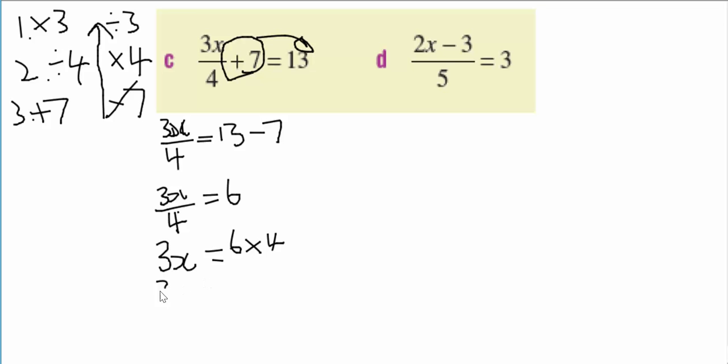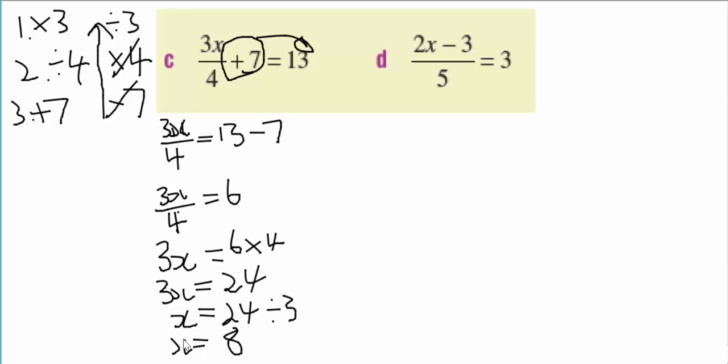I'm going to run out of room here. 3x equals 6 times 4 is 24. Done that part. Now I'm going to divide by 3. So because this is 3 times x, it's going to divide to this side. So x equals 24 divided by 3. So x equals 8. Okay.